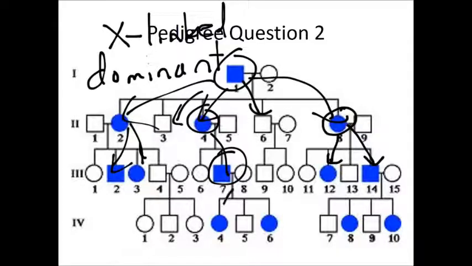Men, though, are passing it to every daughter. That's a good indication of an X-linked dominant trait. An affected man will pass it to every daughter, but none of his sons. Affected females can pass the trait to daughters or sons. So the mode of inheritance for pedigree chart number 2 is X-linked and dominant.